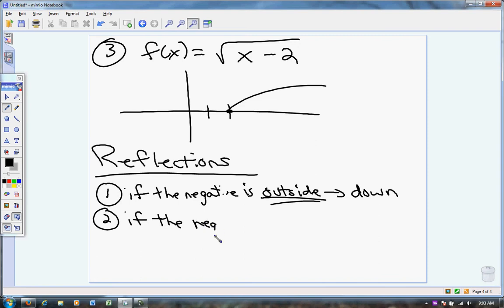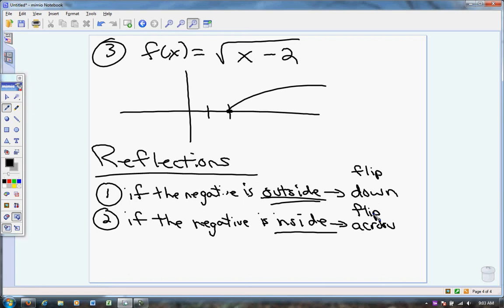If the negative is inside, it gets flipped across. So we should probably make sure you have the word flip in your notes. Flip down, flip across. All right? And probably the best one to see this with, I believe, is the square root function.